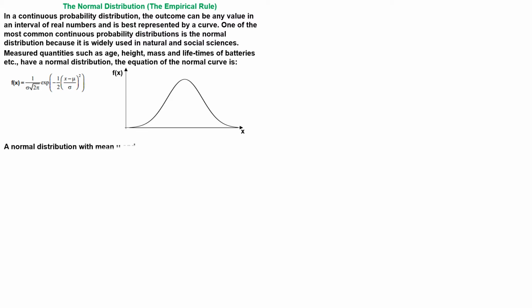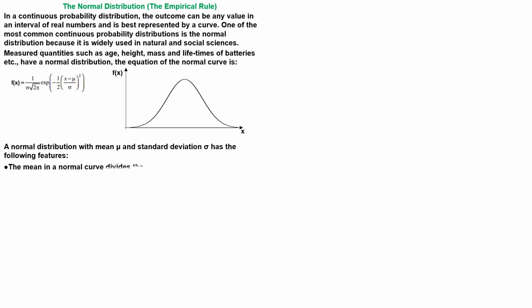The equation of the normal curve is the following formula. The shape of the probability density function of such a random variable is bell-shaped. How this equation is derived is beyond the scope of this video. However, the following characteristics of the normal distribution should be known. A normal distribution with mean μ and standard deviation σ has the following features.